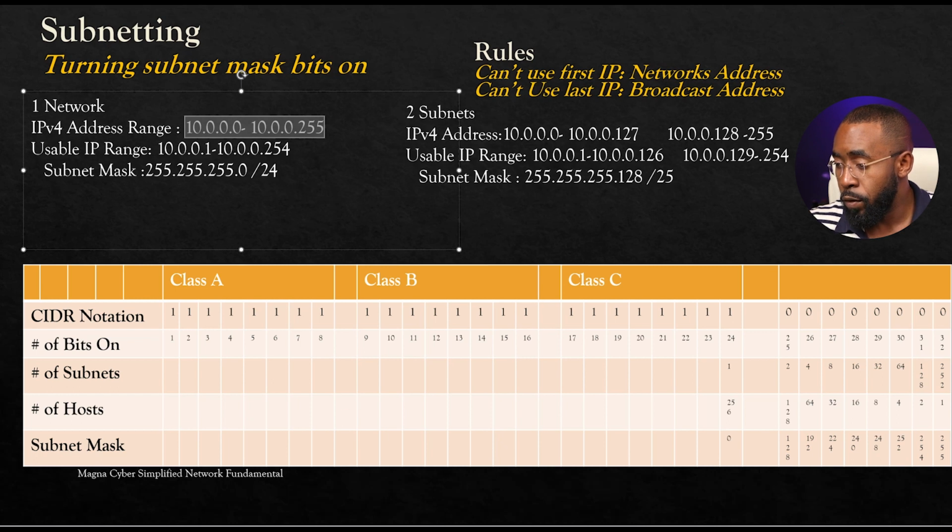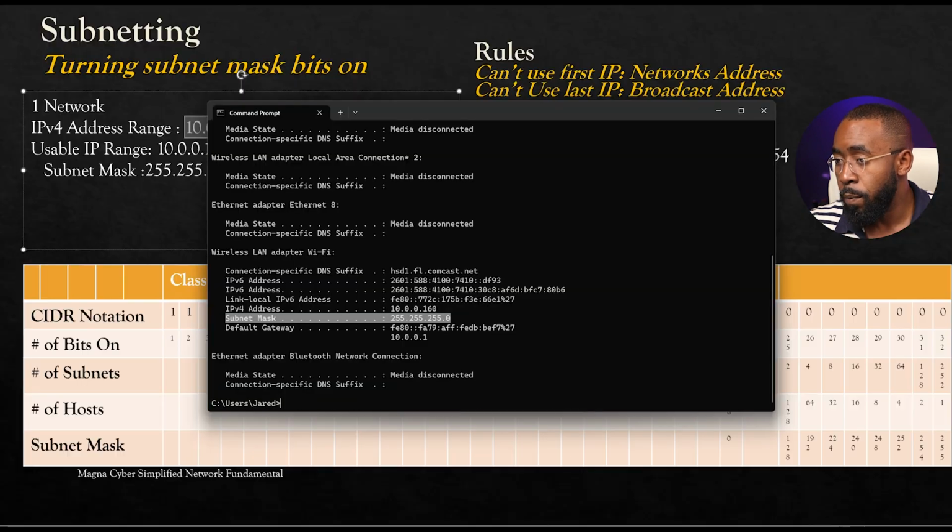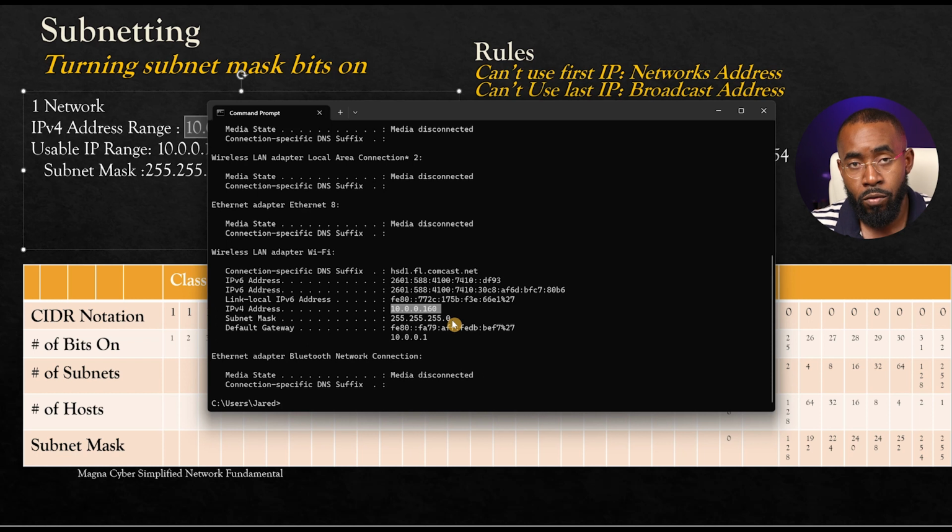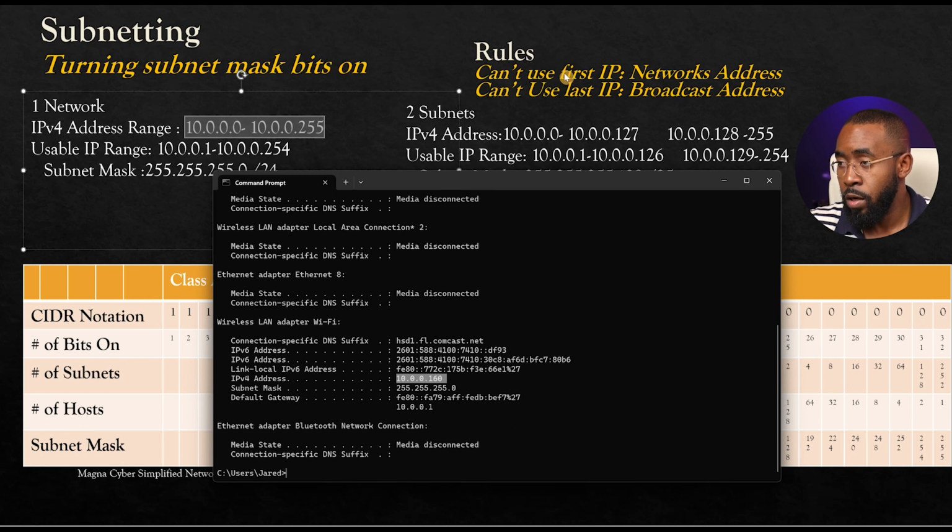Now, if you bring up your IP configuration from your device, I'm going to bring mine up now. What I see here is that I have an IP address 10.0.0.160. I have a subnet mask 255.255.255.0. That's all I need to subnet my network. But the first thing I need to know are the rules of subnetting.